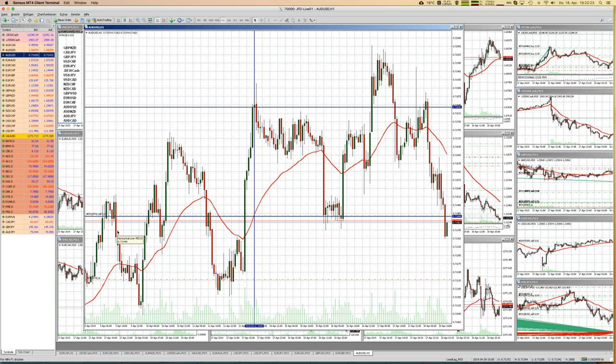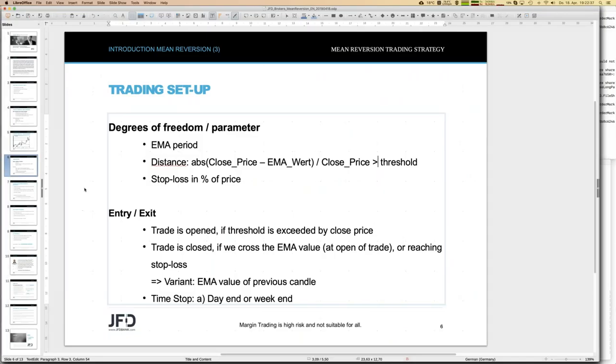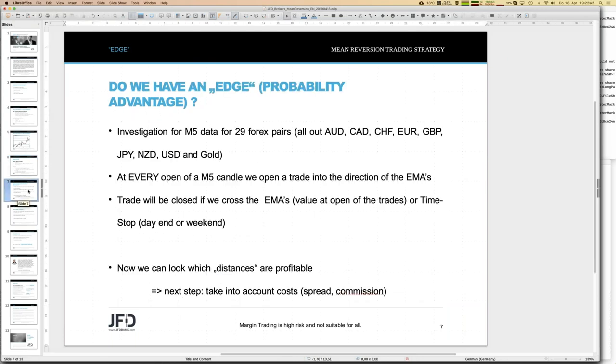But up to now, we don't have any proof for any edge. We don't know. Only from a few examples within the chart, it doesn't look that bad. But that's not how I introduce or develop trading strategies. So now it comes to that kind of proof, to answer the question: do we have an edge? And I want to show you, from a more methodological point of view, how I do such investigations in order to confirm that edge.